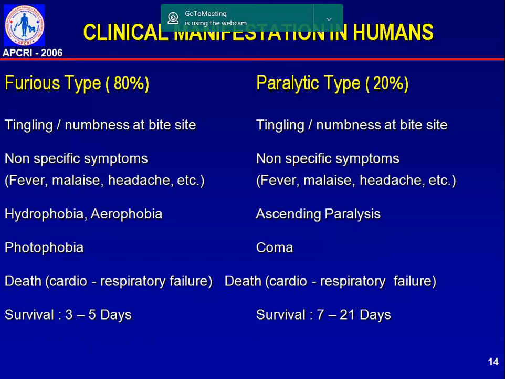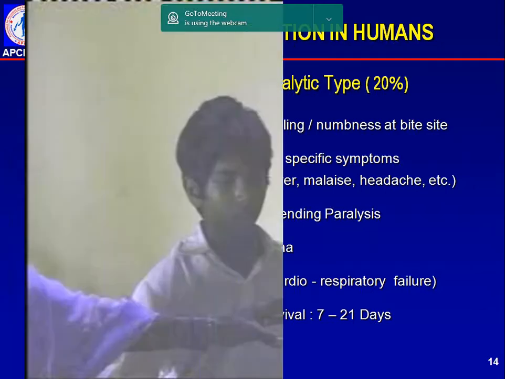Death is due to cardiorespiratory failure. Here, the survival is 3 to 5 days. In paralytic type, 20% of cases will have the paralytic type. There will be tingling and numbness at the site of the bite, and non-specific symptoms like fever, malaise, and headache. Then you can see ascending paralysis, coma, and death due to cardiorespiratory failure. Survival is 7 to 21 days.